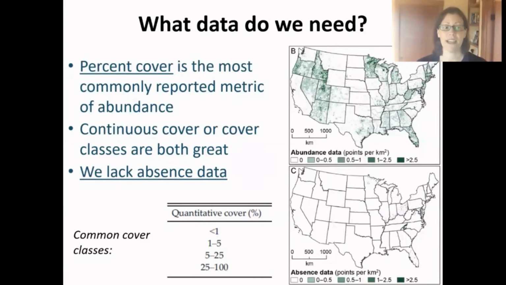Continuous cover is great. Cover classes are also absolutely workable in modeling frameworks, and common cover classes are at the bottom. And then another point to raise, which is important both for modeling ranges, so potential distributions, as well as modeling potential abundance, is that we continue to lack information about absence, which becomes really critical if you're trying to model where species could exist and where they could become abundant and invasive.